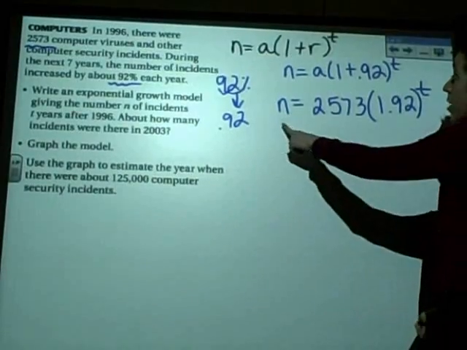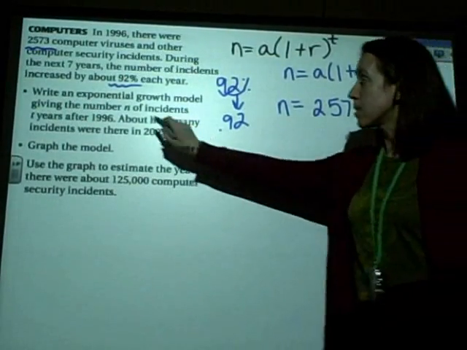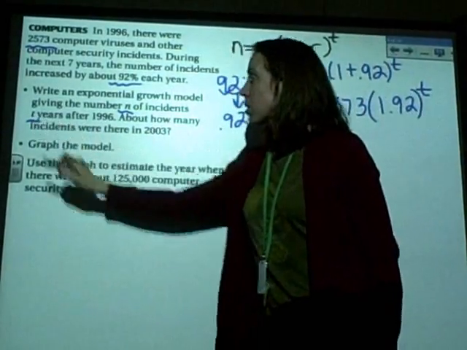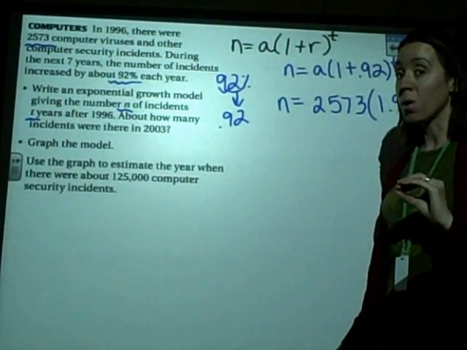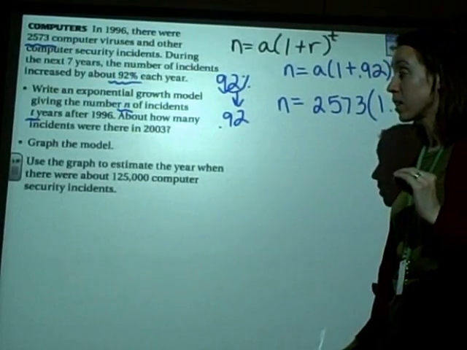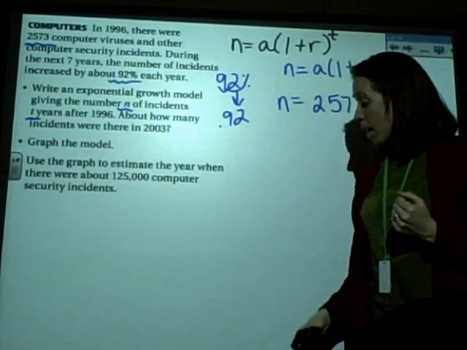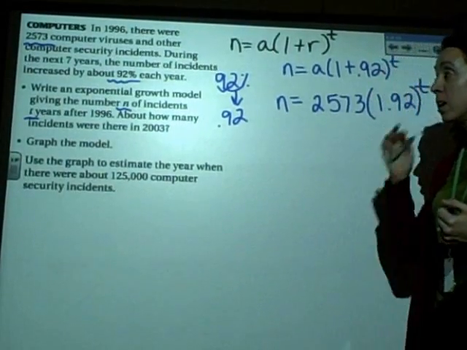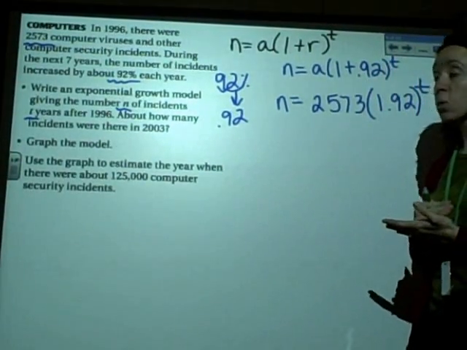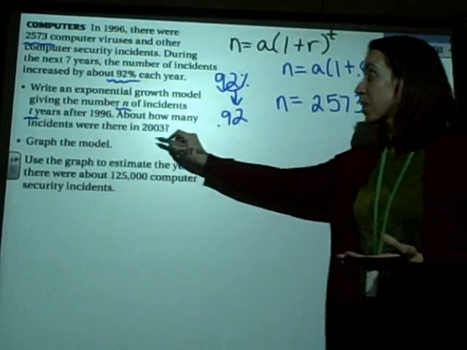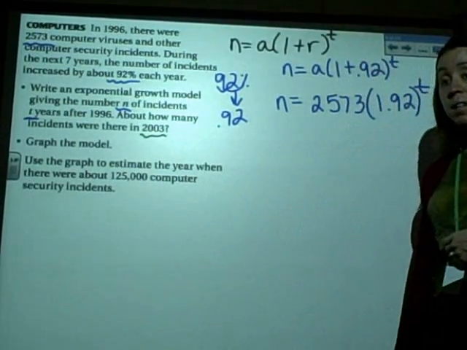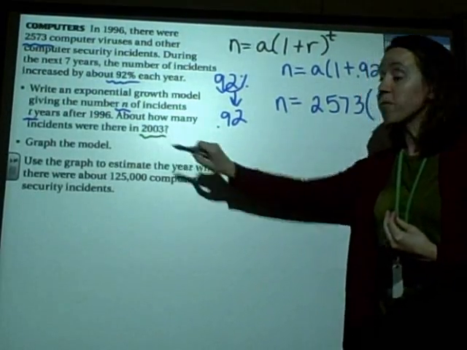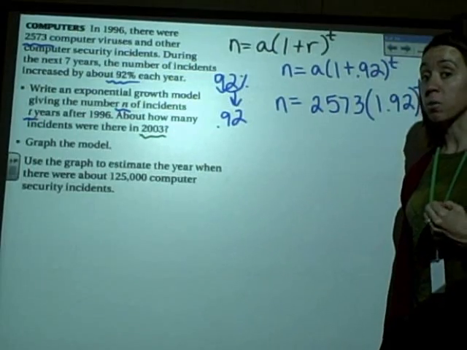We don't have anything for n and t yet because it says this model should represent the number n of incidents t years after 96. We don't know how many there are in 96. Then we're going to do the next part about how many incidences were there in 2003. So that information is going to represent our t because we are given a number of years. But our first thing is we have to figure out how many years after 1996 that would be.